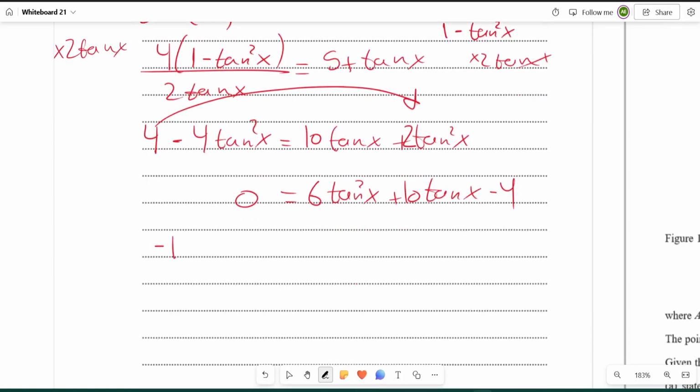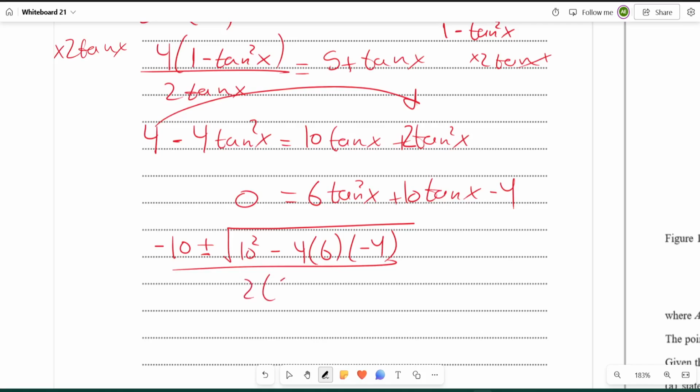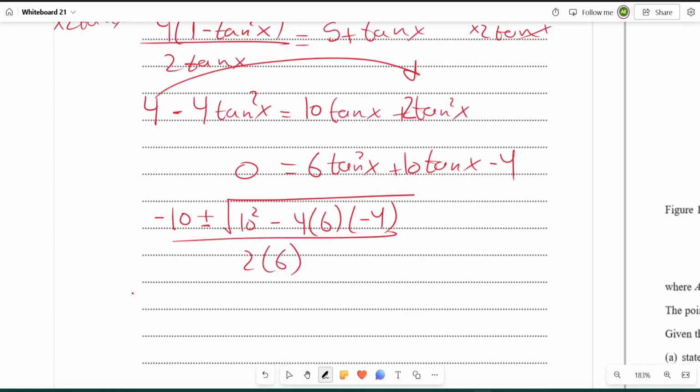So minus b, which is minus 10, plus or minus the square root of b squared, 10 squared, minus 4 times a, which is 6, c, which is negative 4, over 2 times 6. So that will give me 2 answers for tan of x. So quickly, minus 10 plus or minus the square root of 10 squared minus 4 times 6 times minus 4, over 2 times 6. First answer is tan x equals 1 over 3. Second answer is tan x equals negative 2.